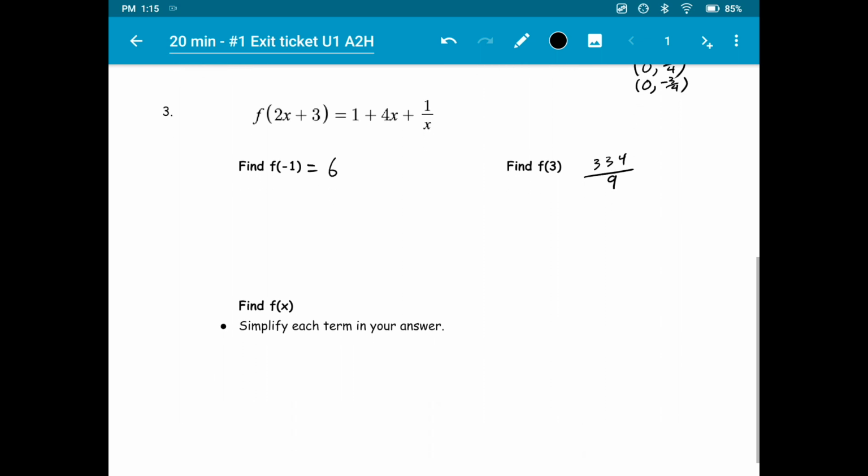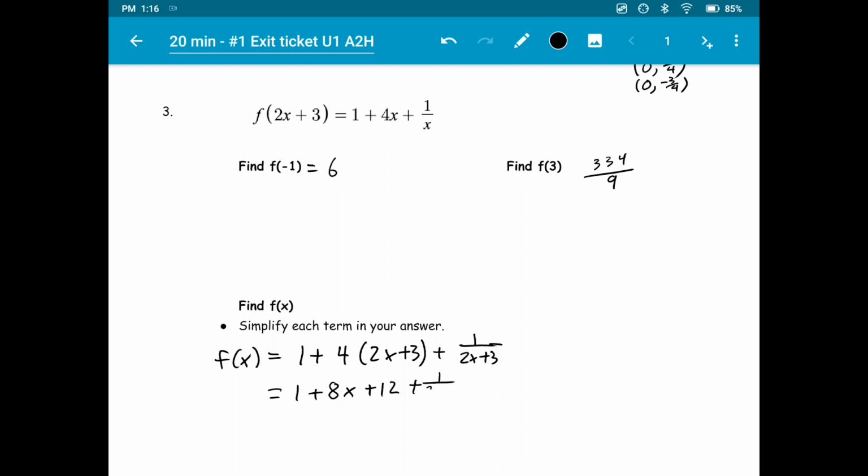Then the second part of this says plug in the 2x plus 3 in general. So f of x is just equal to 1 plus 4 times 2x plus 3 plus 1 over 2x plus 3. And this is equal to 1 plus 8x plus 12 plus 1 over 2x plus 3. I can combine that into 13 plus 8x plus 1 over 2x plus 3. And there's my answer.